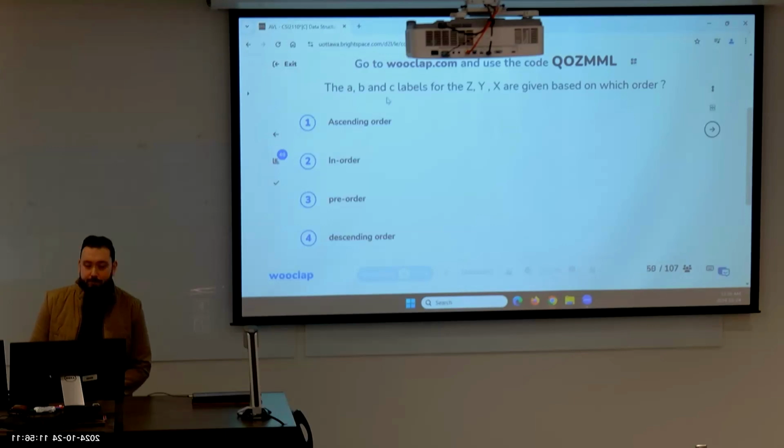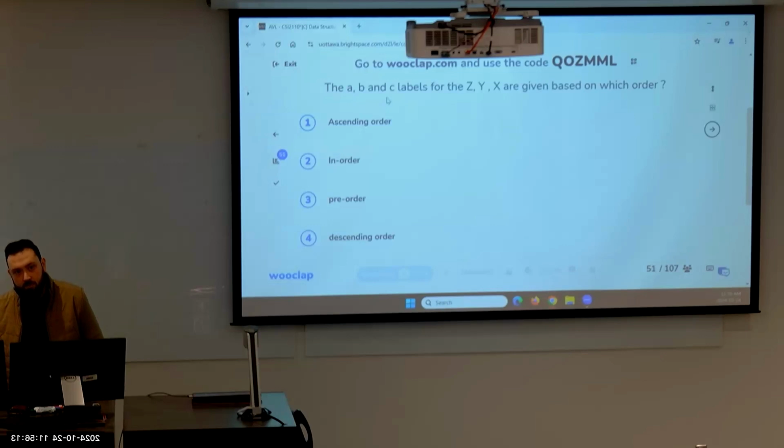What do you guys think? Is there something wrong here in the question, in the options? Yes? It doesn't matter, X, Y, Z, Z, Y, X. But with the options, do you think there's something wrong? Yes, Anthony. Options 1 and 2 are the same, aren't they? Exactly. Ascending order and in order are the same, guys.